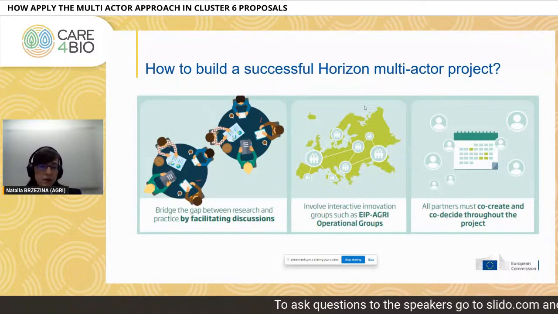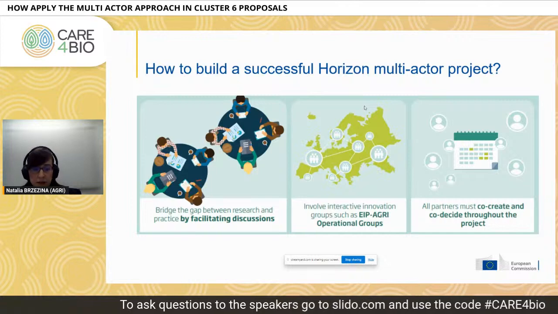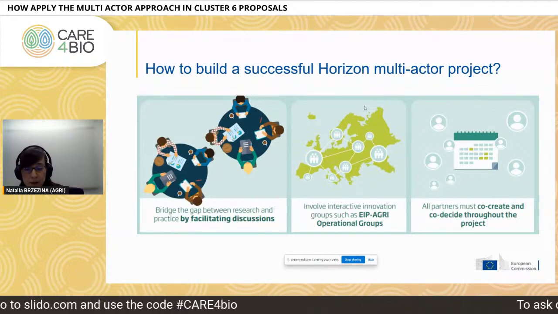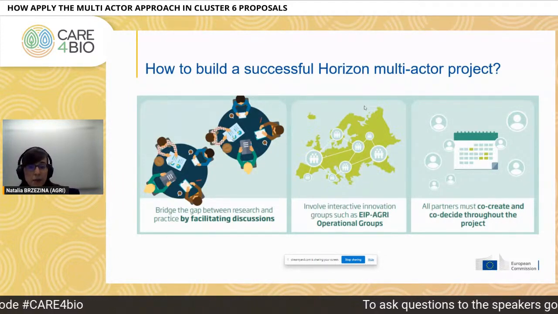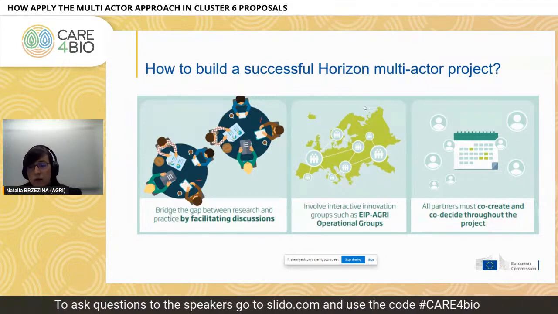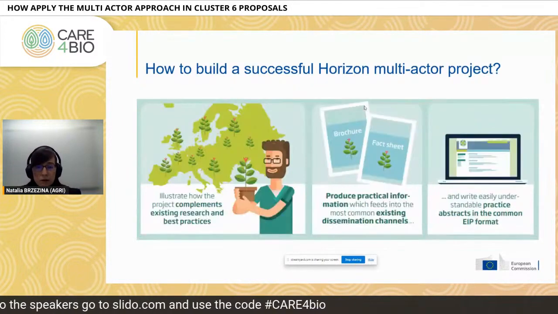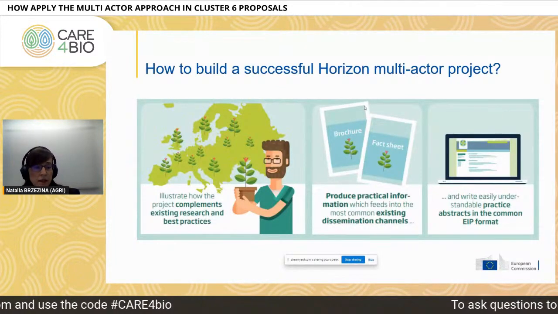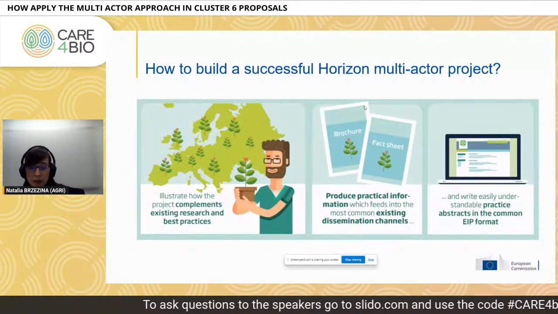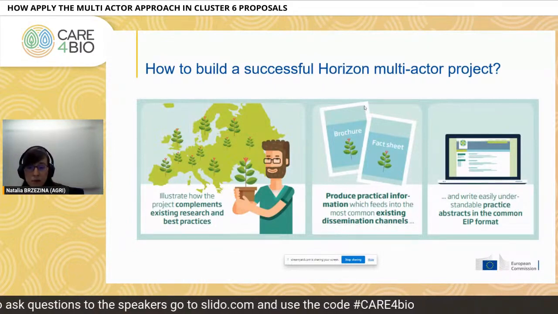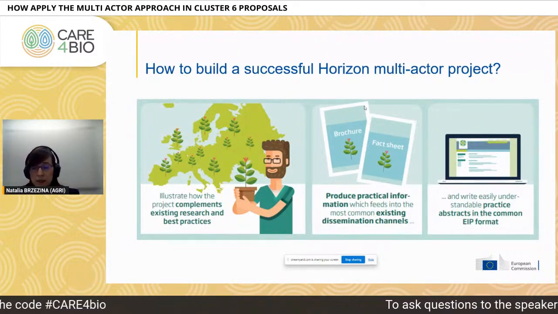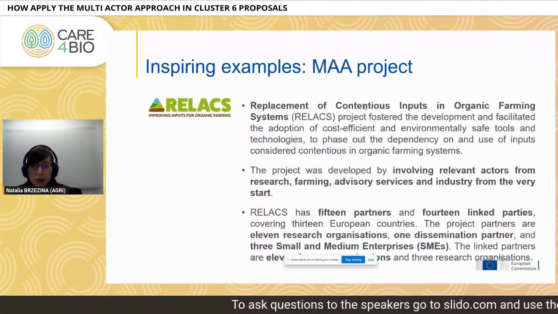Also, bridge the gap between research and practice by facilitating the discussions between the scientists and the end users, and involve interactive innovation groups whenever it is possible or relevant, such as the EIP Agri operational groups. And all partners must co-create and co-decide throughout the whole project. So really involve the partners throughout the whole course of the project. And then illustrate how the project complements existing research and best practices, produce practical information which fits into the most commonly used dissemination channels, and write easily understandable practice abstracts in the EIP common format.